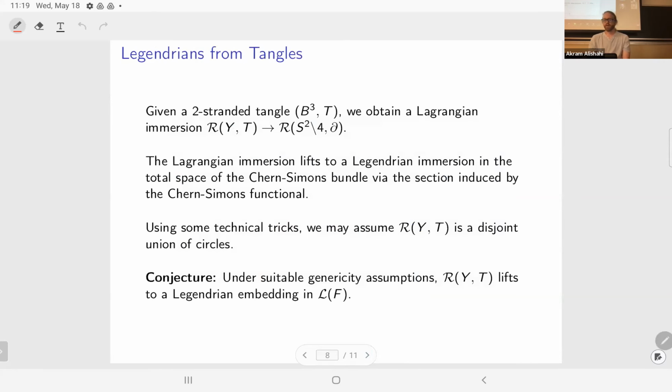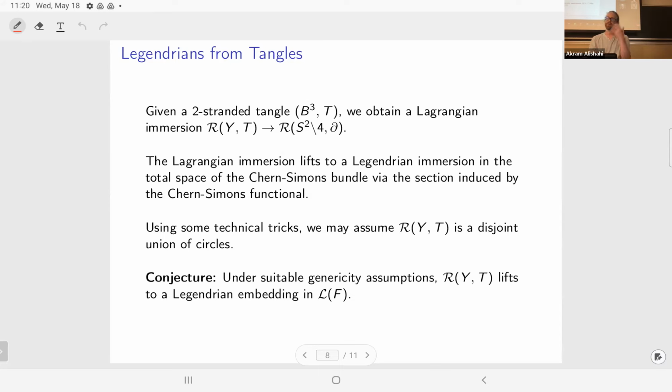Okay. So how do we get Legendrians from tangles? Again, I give you a two-stranded tangle in the three-ball. We are going to lift the Lagrangian immersion coming from that tangle up into this Chern-Simons bundle using the Chern-Simons function, to give me an a priori Legendrian immersion. Now, I'm immersing a one-manifold in a three-manifold, so I might hope that maybe generically it's an embedding.